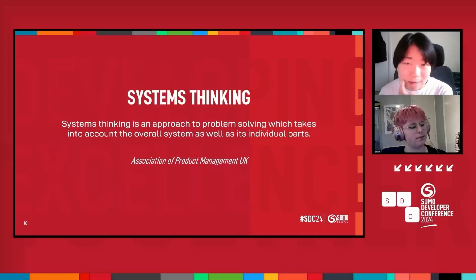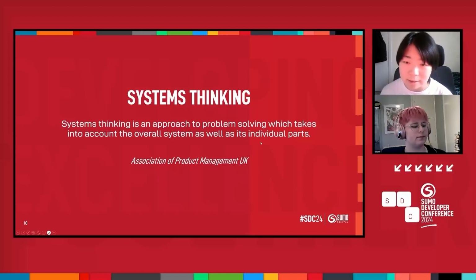So what exactly is systems thinking? It's the approach to problem solving which takes into account the overall system as well as its individual parts. In product design, it's seeing the big picture. Where does a person first encounter your product? When and where are they using your product? And when do they input information? And what parts of the product is that information flowing into? It's about understanding dependencies and how that impacts the user.